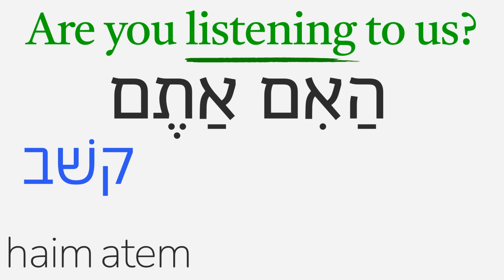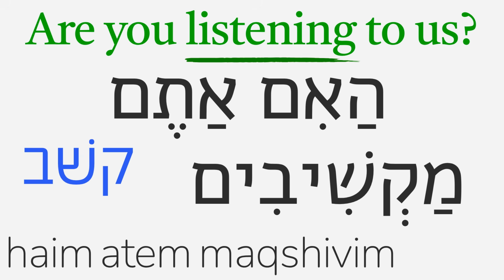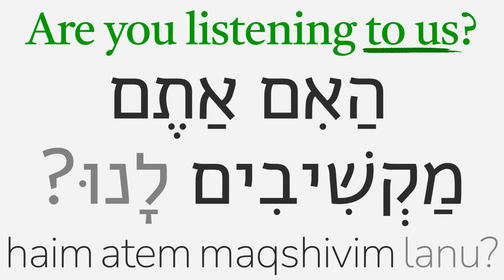The masculine singular form of the present tense is makshiv, and to make this masculine plural, we just add an im ending. Makshivim, are listening. To us is lanu. Ha'im atem makshivim lanu? Are you listening to us? Ha'im atem makshivim lanu?